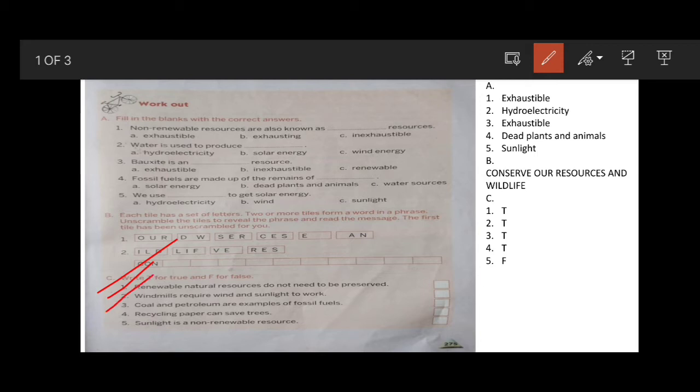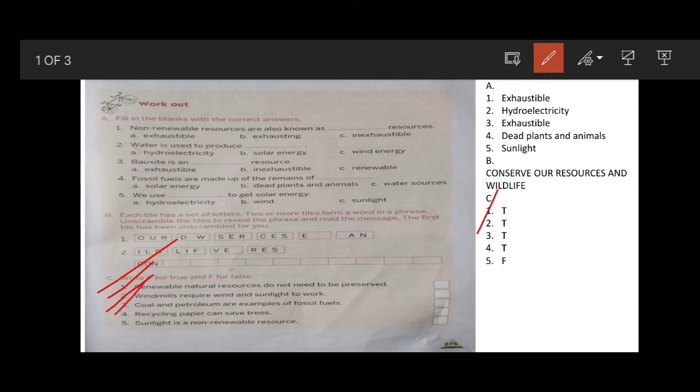Next, 2. Windmills require wind and sunlight to work. The answer is true. Write T in the given box. Why? Because to run windmills, what is required? Wind and sunlight is required to work. Otherwise, the windmill will not work.